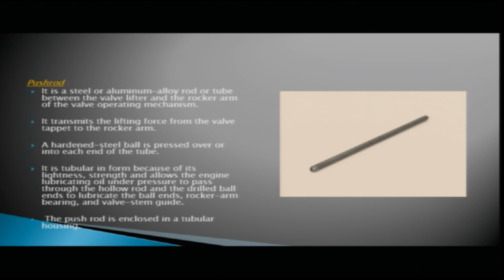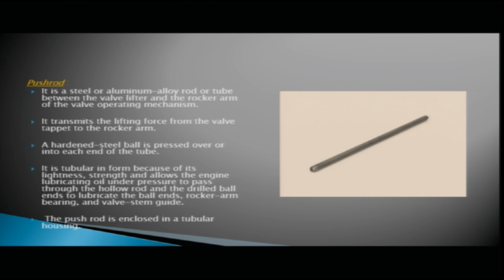Pushrod: it is a steel or aluminum alloy rod or tube between the valve lifter and the rocker arm of the valve operating mechanism. We have just seen in the schematic diagram that the pushrod is a steel or aluminum alloy rod or tube between the valve lifter and the rocker arm of the valve operating mechanism. It transmits the lifting force from the valve tappet to the rocker arm.